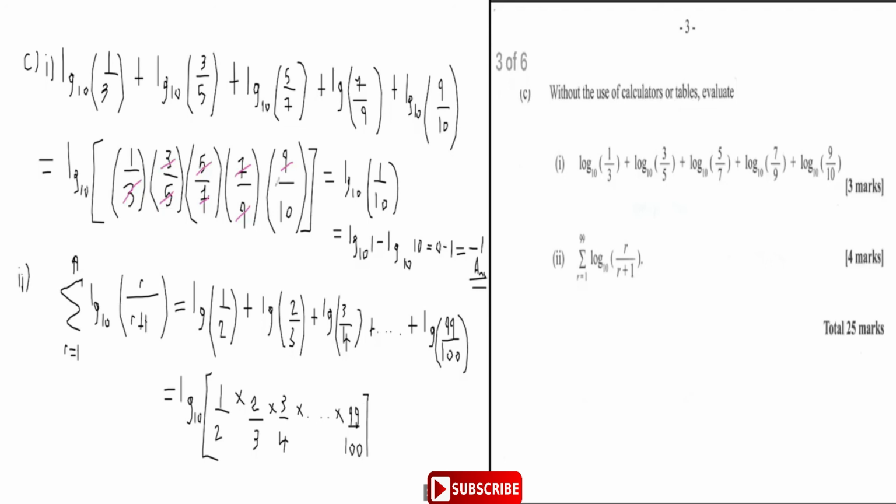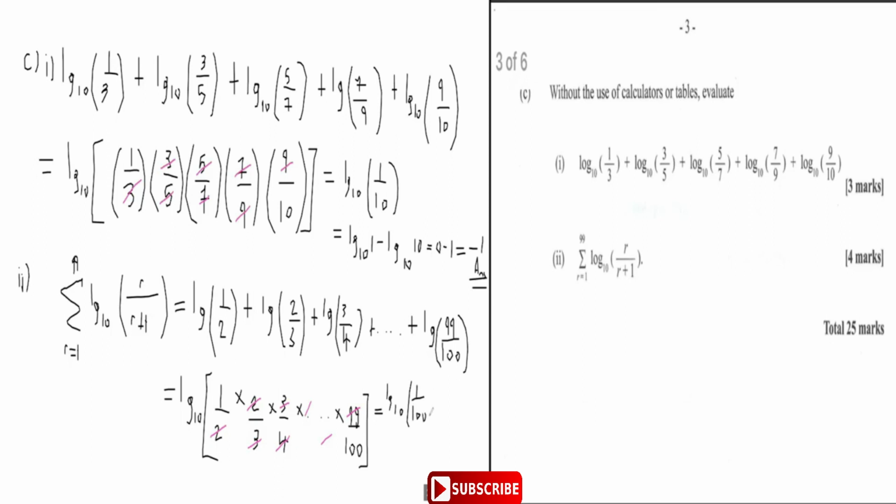Now, what's going to happen is a half times 2 over 3, these two cancel, these 3 cancel, the 3 over 4 is going to cancel with the 4 over 5, the 98 over 99, 99 will cancel there, and so all of this is going to just work out to be log to base 10 of 1 over 100.